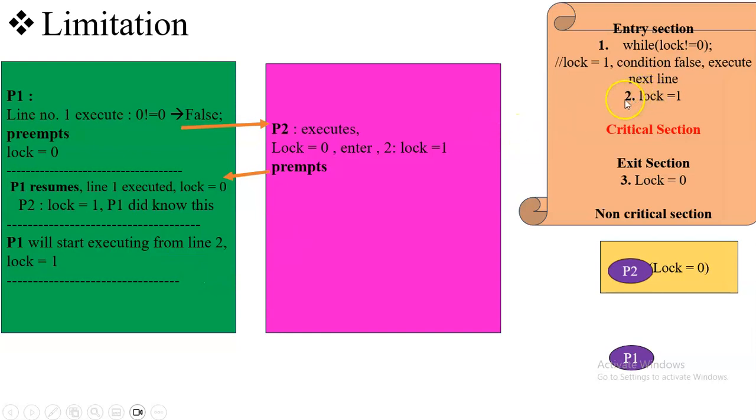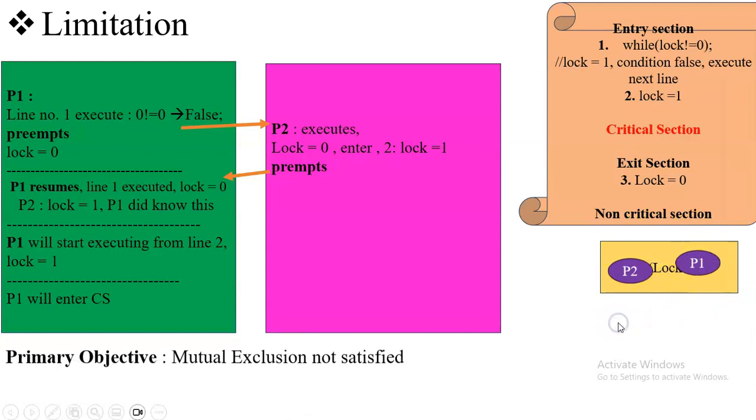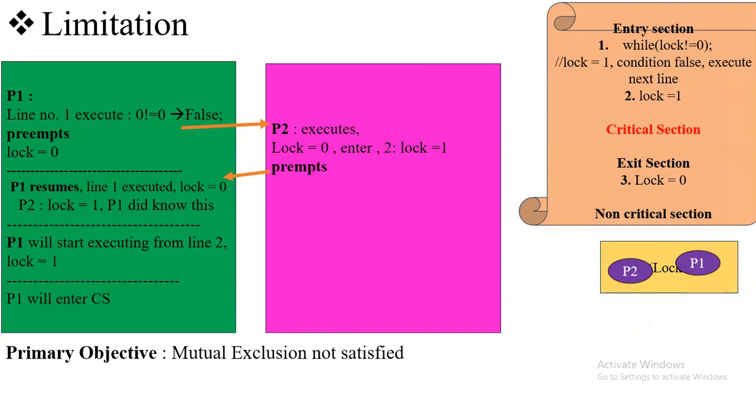Line 2 is lock equal to 1. So now the value of lock is also equal to 1, and P1 will also enter into the critical section. Now what happens over here? Mutual exclusion is not satisfied, because we say that no 2 processes can enter into the critical section at the same time. Only one process at one time. But here, both the processes have entered into the critical section. So the primary objective is mutual exclusion, but that is not satisfied.